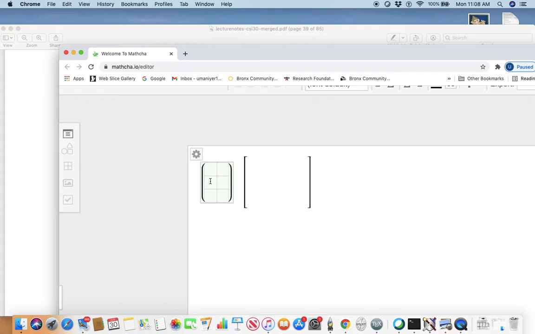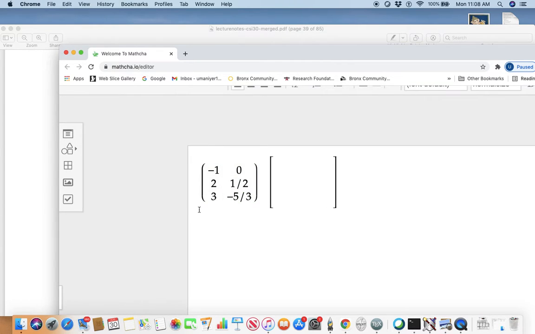So I can put in whatever number I like. -1, 2, 3, 0, 1 over 2, -5 over 3. That's a matrix which has 3 rows and 2 columns. Here is a matrix which has 4 rows and 5 columns.